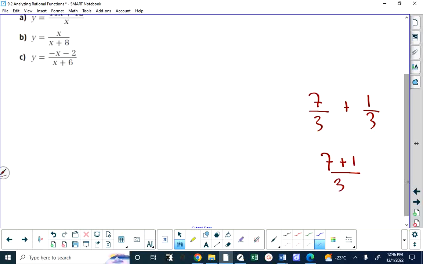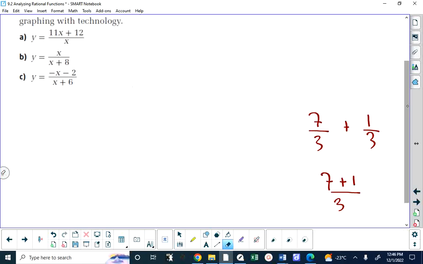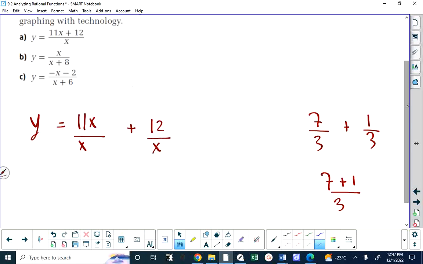But what that means is that when you have a monomial denominator in a fraction, you can split the fraction up. So I can write A as y is equal to 11x over x plus 12 over x. And what happens is the x in the first term cancels, and I'm left with y is equal to 12 over x plus 11. That's equivalent to writing 12 over x minus 0, which means that h is 0. You can see that a is 12 and k is 11.